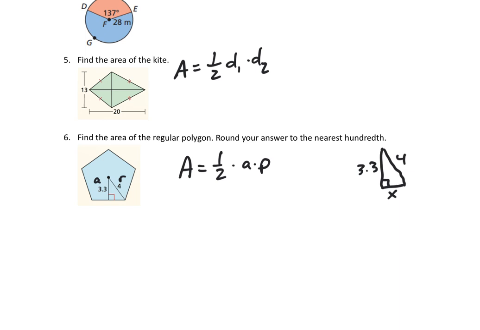Now you got to be careful here because that only gives me x. X is half of the side length. So whatever I get here, I got to double it to get the whole side length, and then I got to multiply it by the number of sides. Here we have 5 sides. So once you get x, you double it to get the side, and then multiply it by 5 to get the perimeter. Then you'll multiply it by the apothem, and then divide by 2.